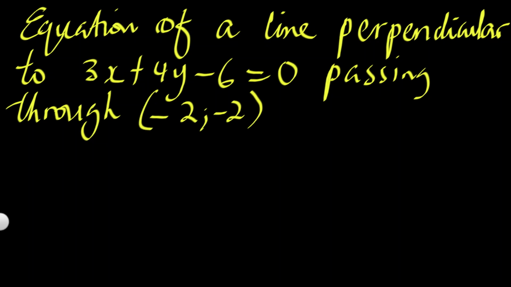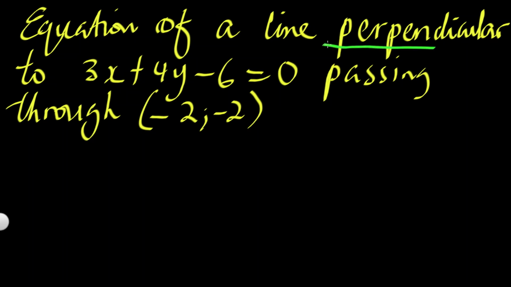So this line that we're looking for is perpendicular to this equation that we're given, but it also passes through this point. So we have the equation of a line perpendicular to the unknown line, and we also have a point through which this unknown line is passing. All right, let's do this.